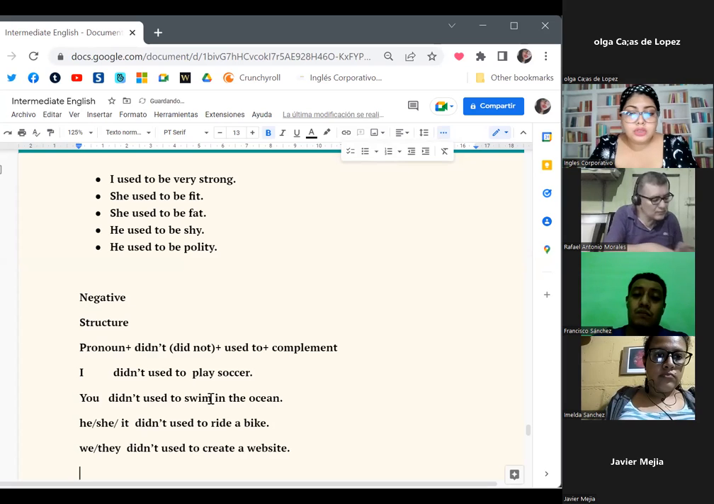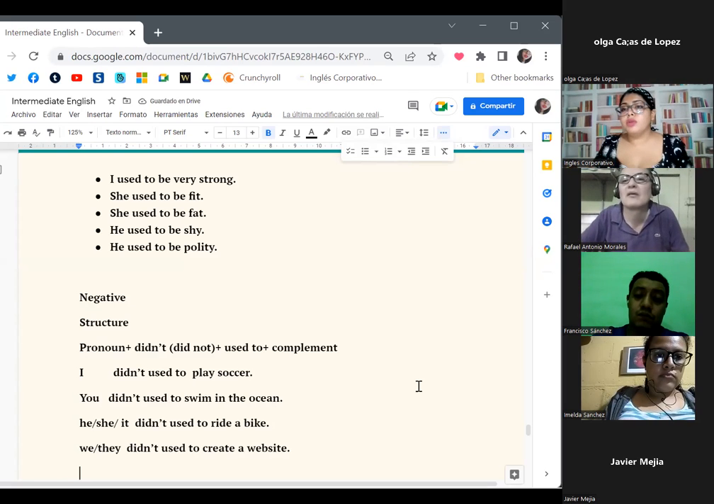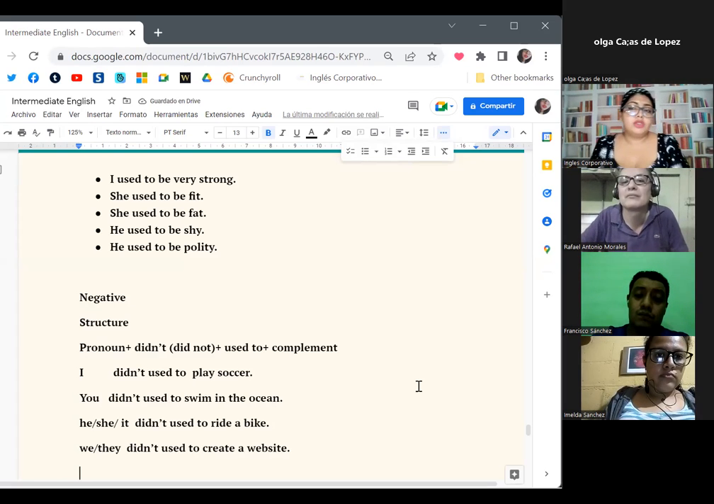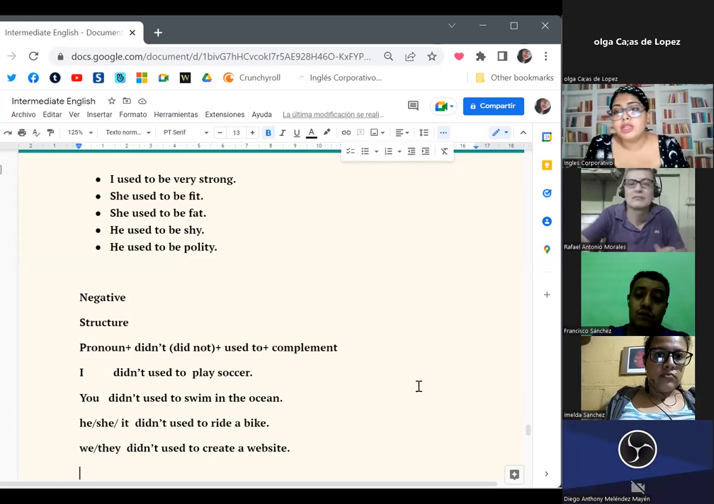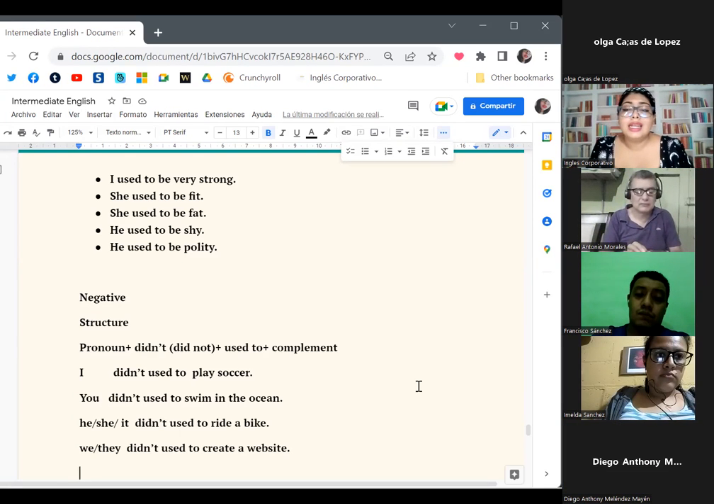So, this is the structure for the negative. It's almost the same as the positive structure. Just in this case, we are using the auxiliary did, because we are talking about past. All the topics that we are developing this week are talking about past. In this case, we are not talking about present or future.